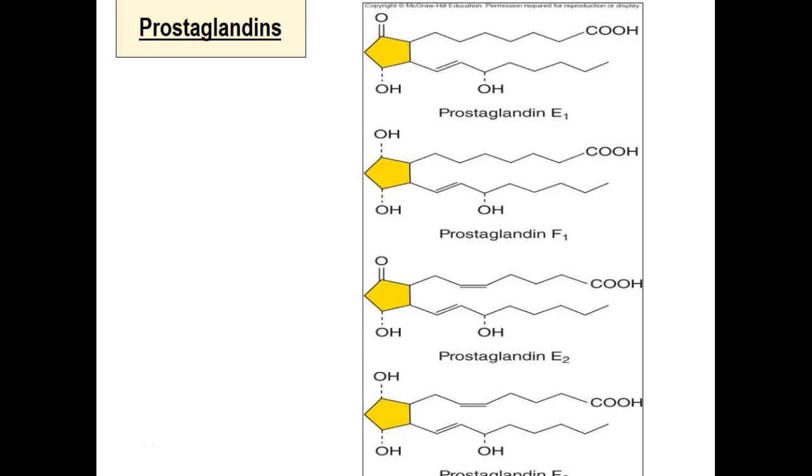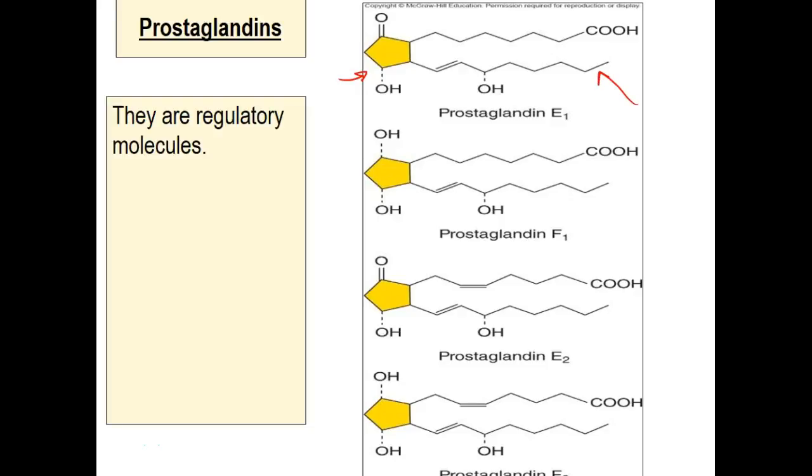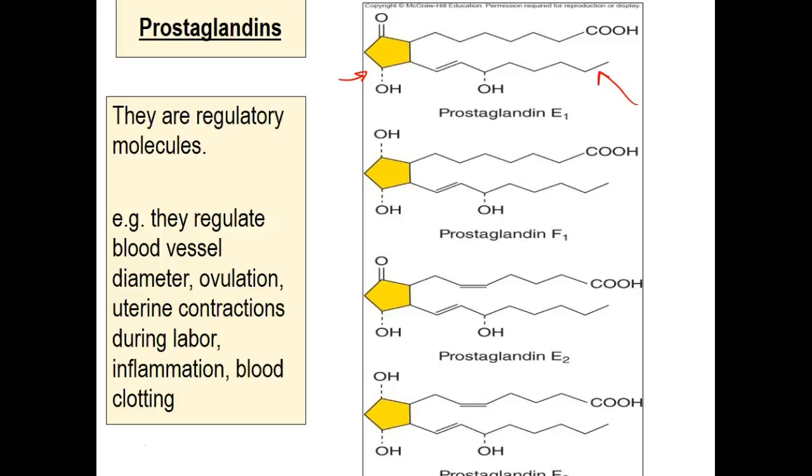Then you have the prostaglandins, which have this pentose ring and fatty acid tails. These are regulatory molecules that regulate things like blood vessel diameter, ovulation, uterine contractions during labor, inflammation, blood clotting. Their name is derived from prostate, where they were originally found in the prostate gland.